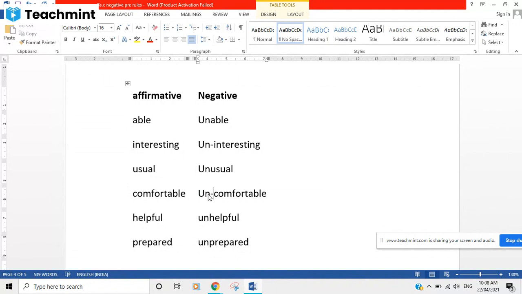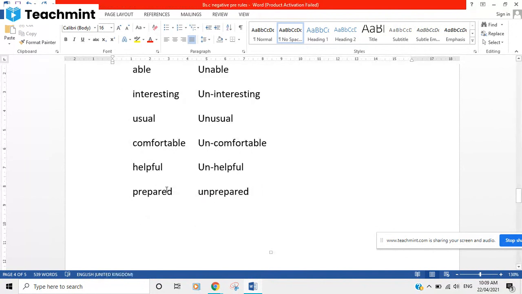Next, acceptable. Acceptable, unacceptable. Okay. Believable. Here also we will use un. Yes. Next, fair. Yeah. Here also we will use un. Next, behave. Okay. We will use the negative prefix mis before the word behave. Yes, obedient. Okay, obedient, disobedient.